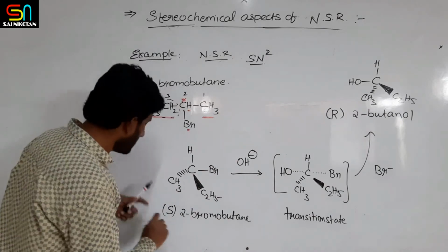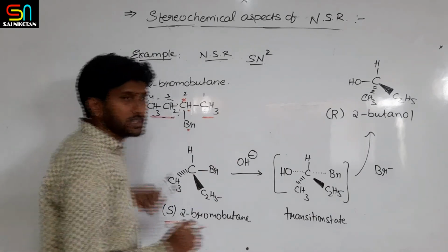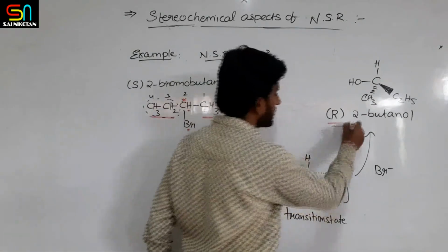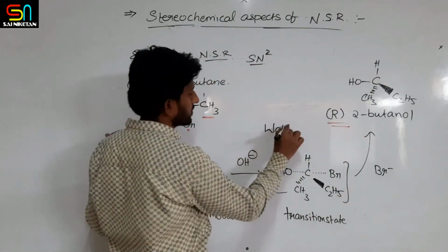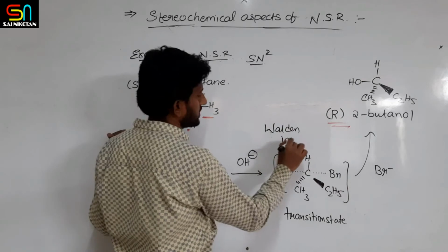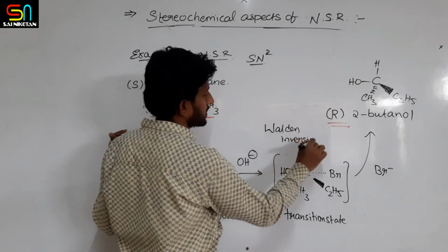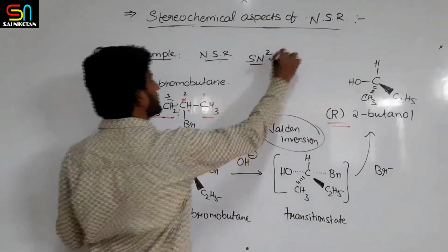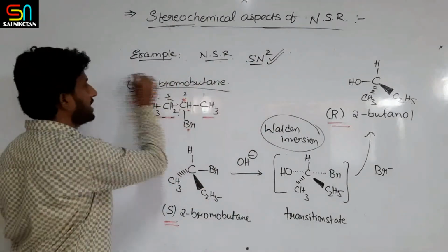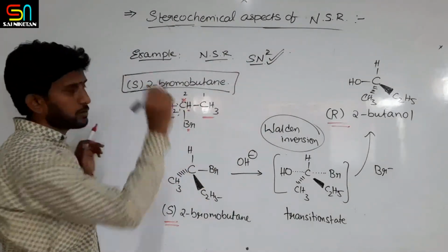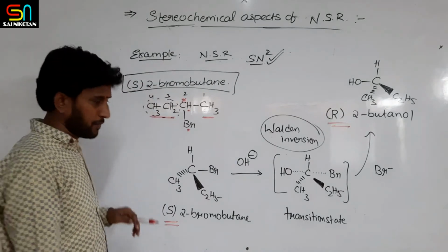But what is happening? S configuration is changed to R configuration. This is Walden inversion. That is inversion, simply inversion. Inversion of the configuration takes place in SN2 mechanism. That we have seen with some example, the S-2-bromobutane example. Okay.